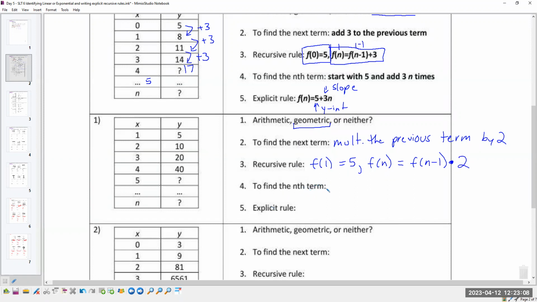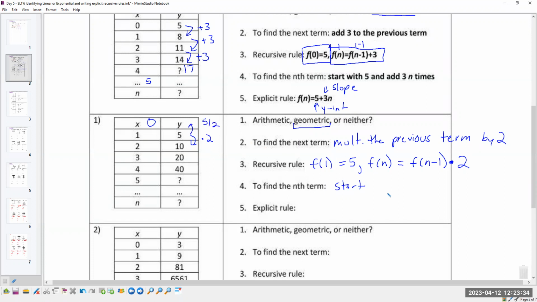Now, to find any term, I'm going to start. Well, now here's the trick. I don't have an a value here. A happens when it's 0. So to write the recursive rule, I don't need it, but to write the explicit rule, I do. So let's think. If this is 0, if the pattern here is times 2, I'm going to go up. This is going to be 5 halves.